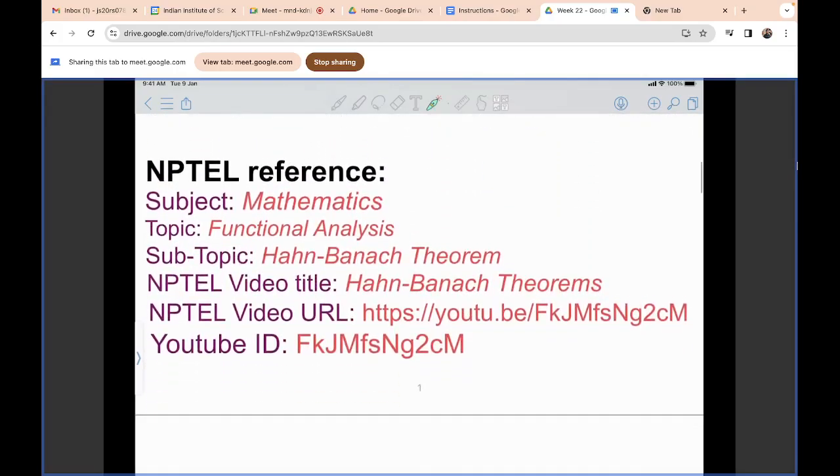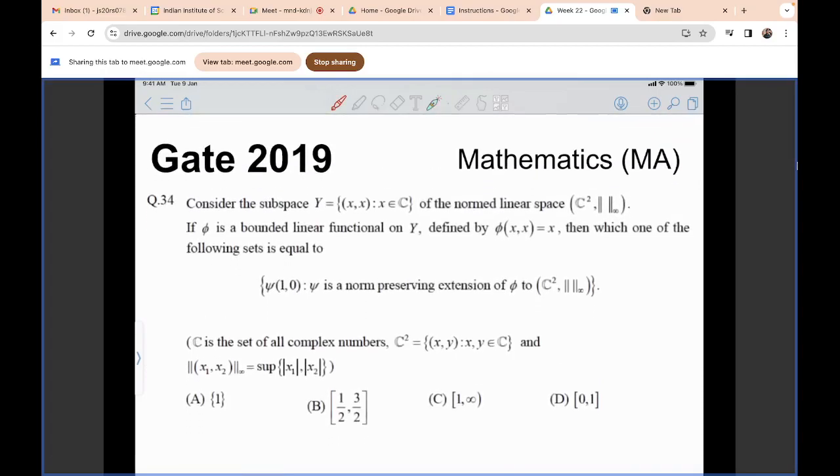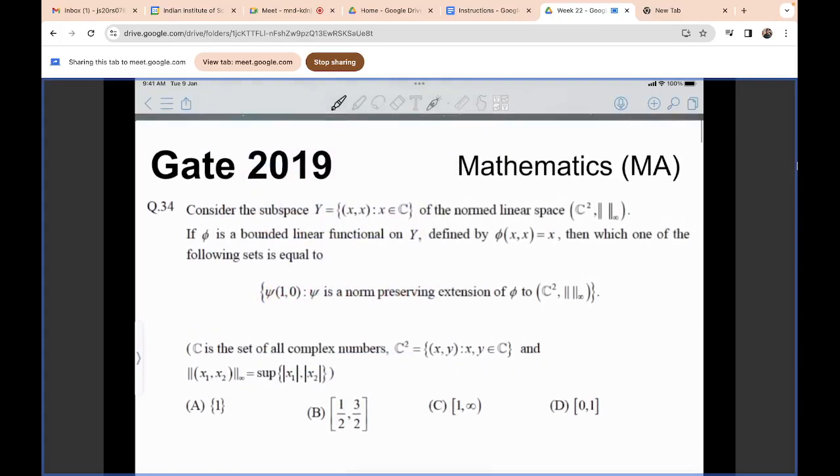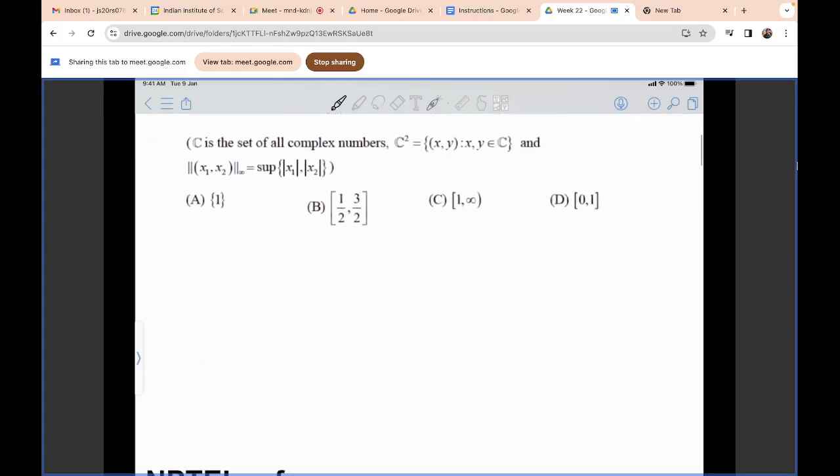Okay, so this is the NPTEL reference. This you can look into. Okay, so let's try to solve this one. This question is related to the Hahn-Banach theorem. So let me write what the Hahn-Banach theorem is.